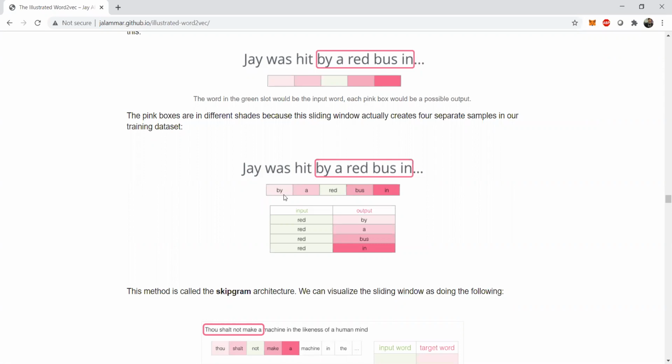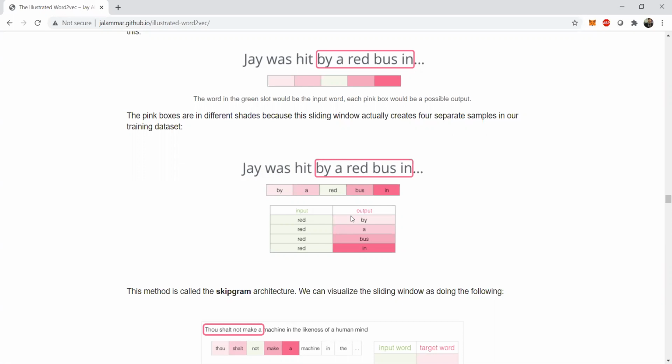If you see this example, "by a red bus in", and we have the input vector as "red", the output can be all these values. First we have "by", then "a". Red will not be taken because we are taking red as the input. The next word is "bus", and the last word is "in". We go to the lookup embedding table, see the probability values, and find the maximum probability value from them. This is how the CBOW gets calculated.